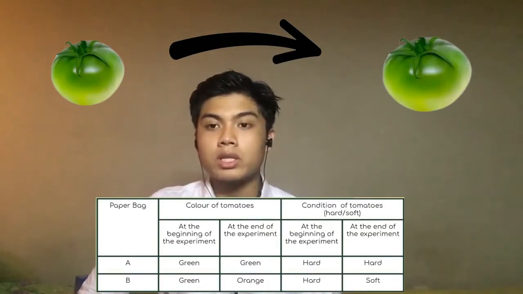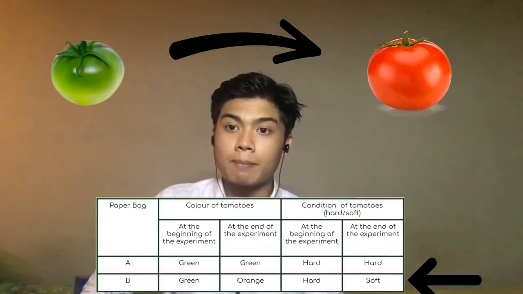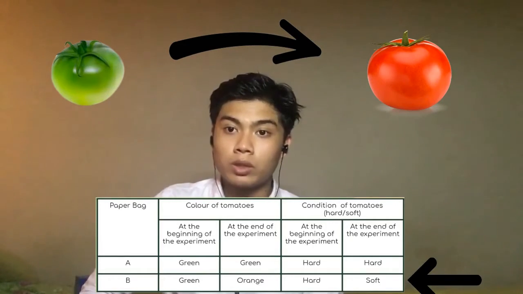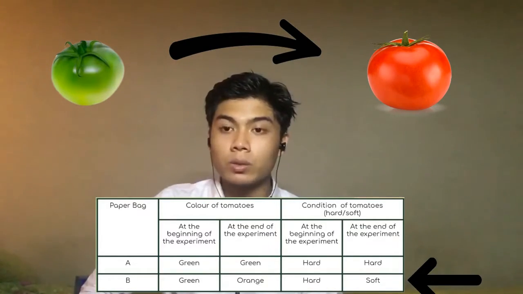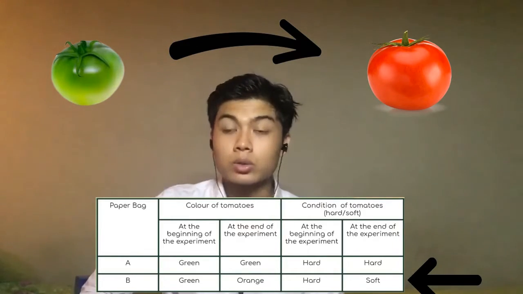So now we will go into the result of the experiment. In paper bag A, the tomato color will remain unchanged, while the condition of it will also remain unchanged. In paper bag B, the color of the tomato will change from green to orange, while the condition will change from hard to soft.